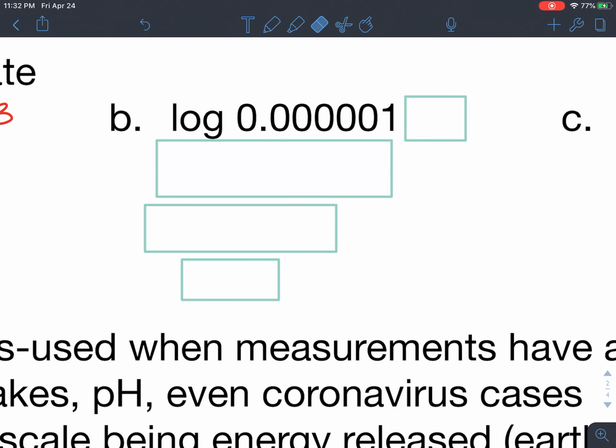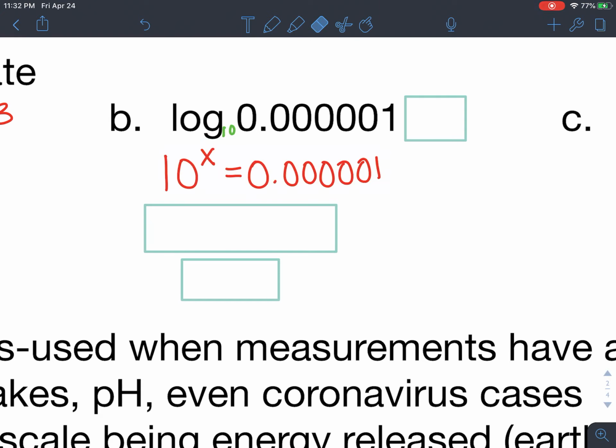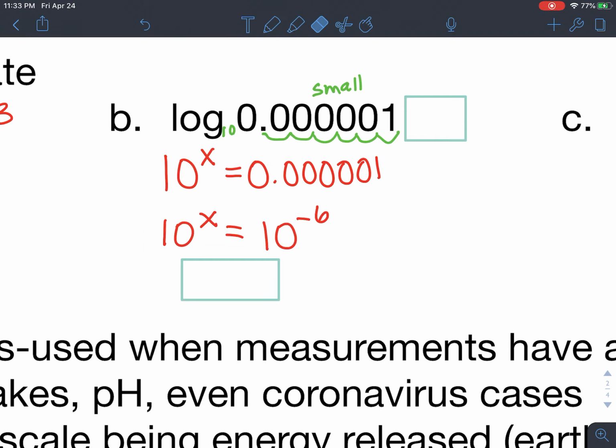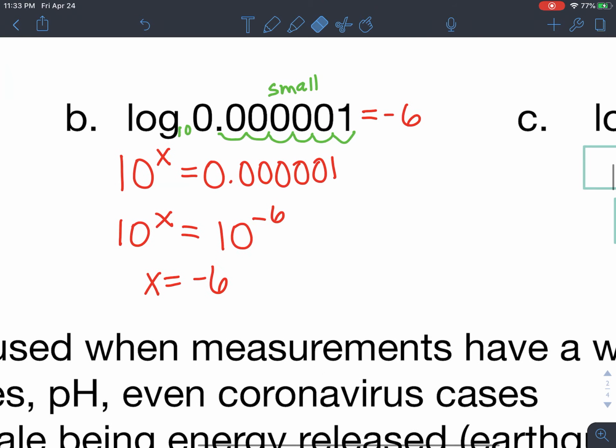Okay. Oh, what is this? Okay. So don't forget to put in your little invisible 10. So 10 to what power is this gross number? Well, let's think about what that would be. Remember your scientific notation, you know. 1, 2, 3, 4, 5, 6. This number is small. So that means that this exponent is negative 6. So that equals negative 6.